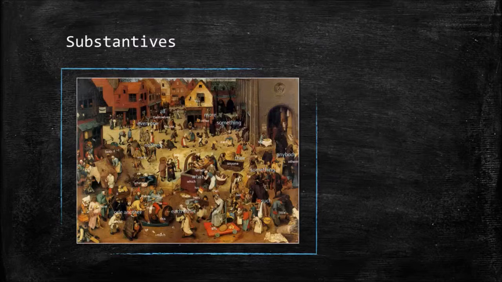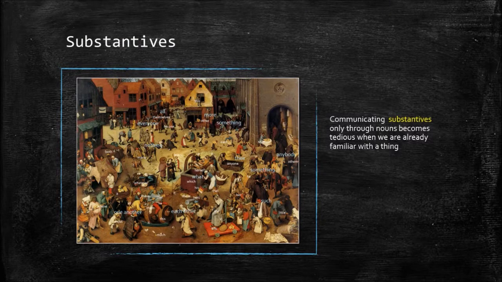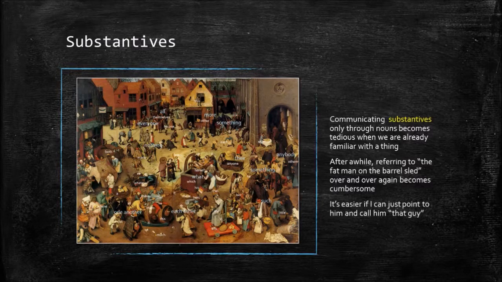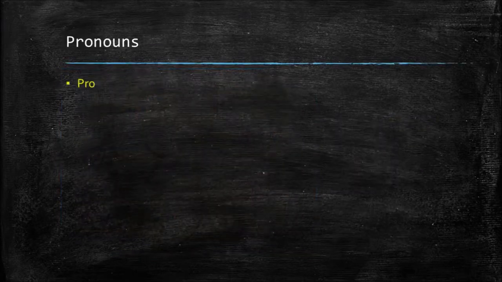Remember back, substantives, if we're looking back at the previous lesson, are all of the stuff in our language, all the people, places, things, and concepts in our languages. Communicating substantives, though, only through nouns becomes really, really tedious when we already are familiar with the thing. After a while, referring to the fat man on the barrel sled over and over and over again becomes cumbersome. It's much easier if I can just point to him and call him that guy. Fortunately, there is another type of substantive to facilitate this, and that's pronouns.